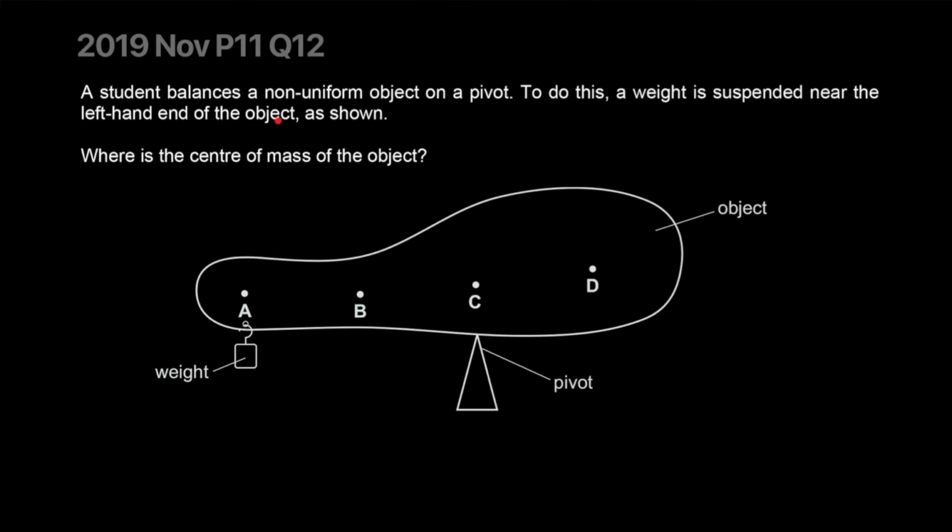A student balances a non-uniform object on a pivot. To do this, a weight is suspended near the left-hand side of the object as shown. Where is the center of mass of the object? This is a very straightforward question, I feel.